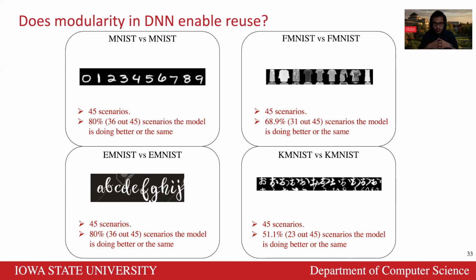And we found that in 80%, 69%, 80%, and 51% of cases for the MNIST, Fashion MNIST, Extended MNIST, and KMNIST scenarios, our approach does the same or better. Overall, intra-dataset reuse can help to gain 0.03% accuracy on average.